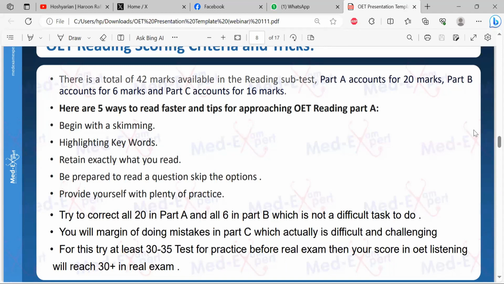If A is not the choice, cross it. B is not a choice according to you, cross it. Then select C. C must be the answer.